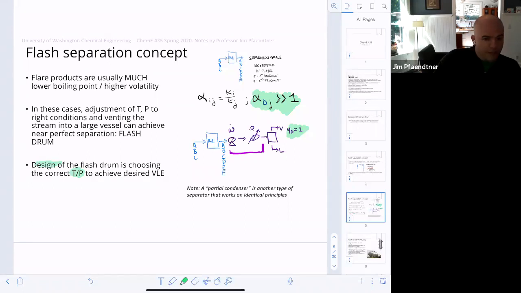So flash drums are very common. You'll learn how to actually calculate their size in Chemie 485 next winter. And there's another type of separator that works on the same principle. It's called a partial condenser. So partial condensers work basically the same way, except you're dealing with primarily a vapor stream. And you have what would be a very tiny separation factor, much, much less than one, which would allow a component to be taken into the liquid phase.